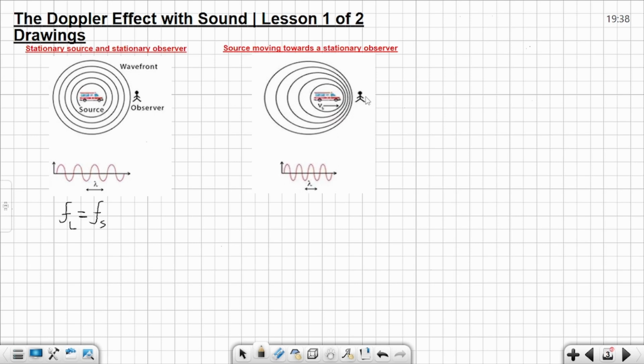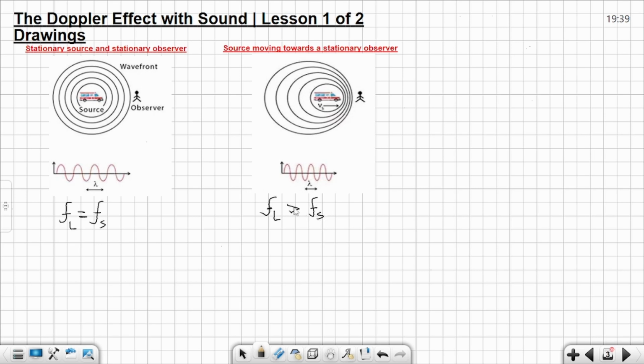So this observer now is perceiving a higher frequency when the ambulance is moving toward him. The Doppler effect will take effect when there is relative motion between the source and the observer. When there is no motion, as in the first scenario, FL is equal to Fs. And in this one, when the ambulance is moving toward the observer, now the perceived frequency by the listener is greater than the frequency emitted by the source.